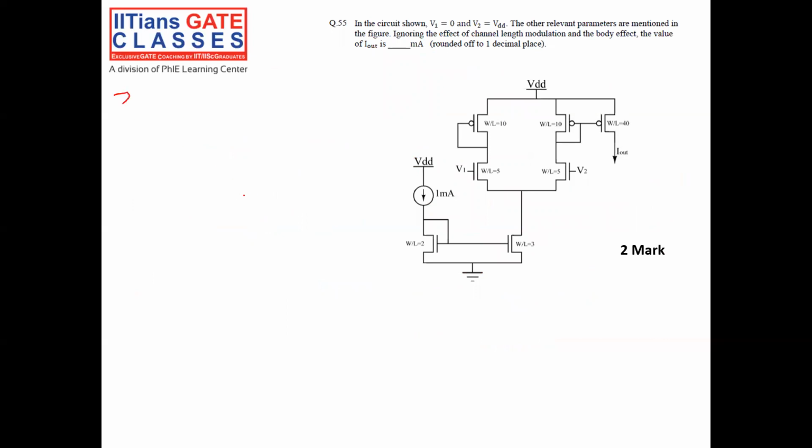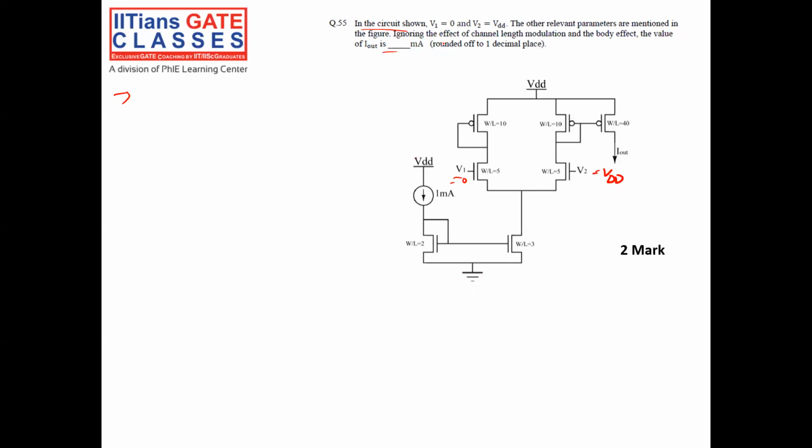Now, the last question I think is: in the circuit shown, VI is equal to 0, V1 is equal to 0, V2 is equal to VDD. The other relevant parameters are mentioned in the figure. Ignoring the channel length modulation and body effect, find I out in milliampere.